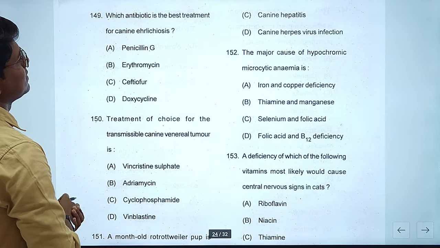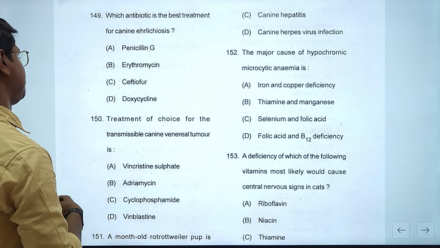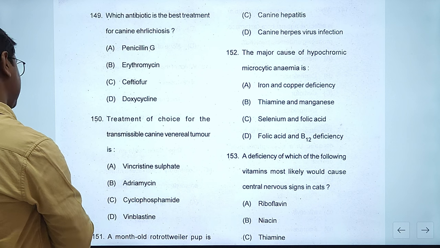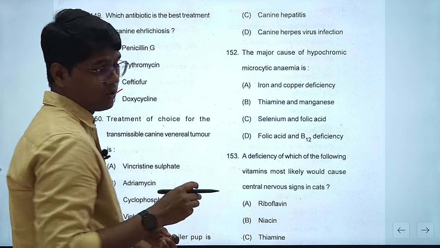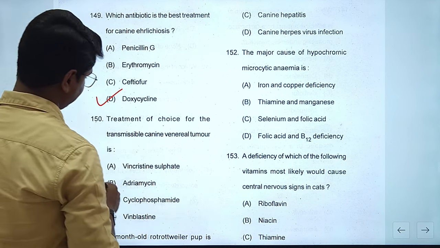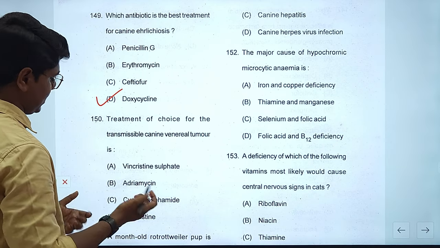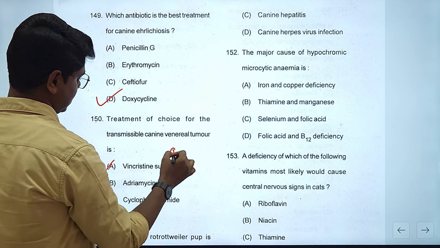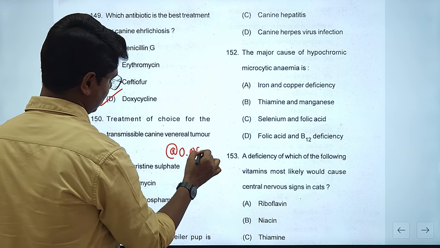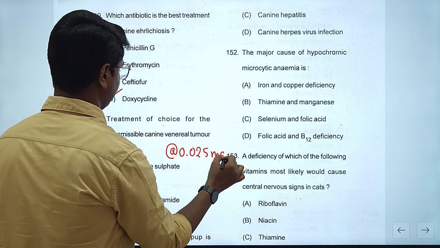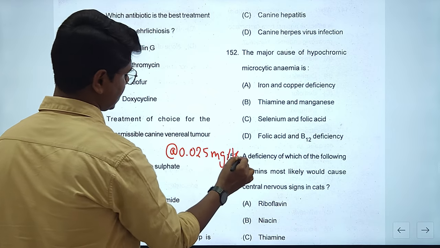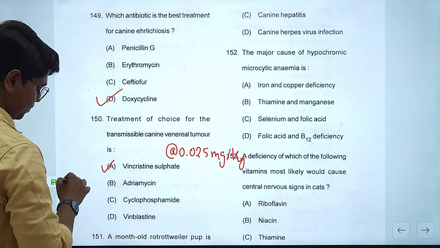Which antibiotic is the best treatment for canine ehrlichiosis? It's doxycycline, because of its ability to penetrate the organism present in monocytes. Treatment of choice for the canine transmissible venereal tumor is vincristine sulfate, at the dose rate of 0.025 mg/kg. It also has another dose rate according to surface area.